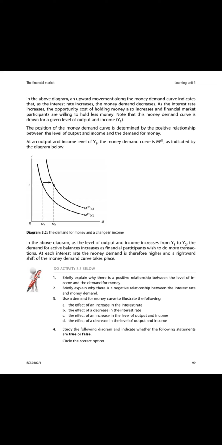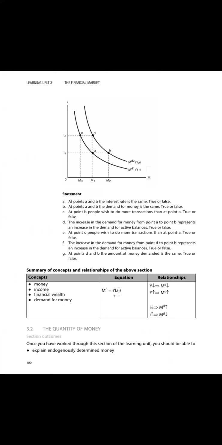So it can either shift the graph to the left or to the right. If there's a decrease in incomes, it's going to shift to the left. Then an increase in incomes, it will have to shift to the right. All right, so that's the illustration right there. All right, so here are the relationships there.